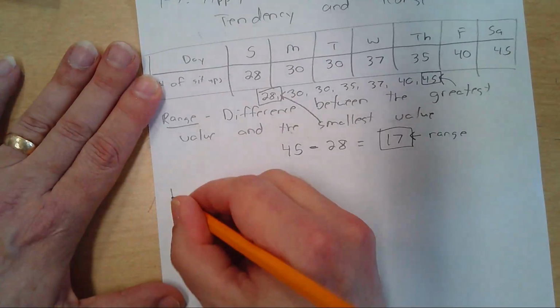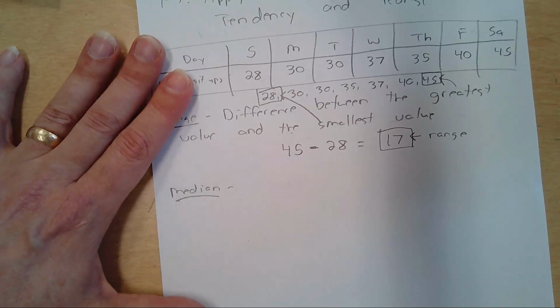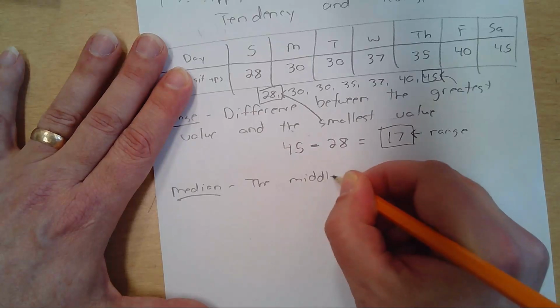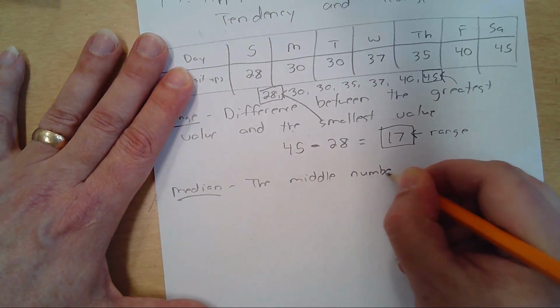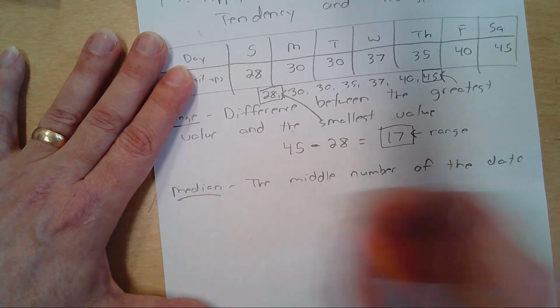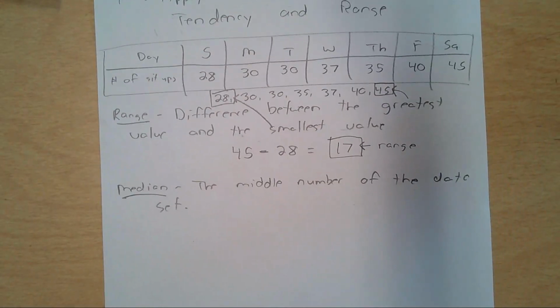The median. The median is the middle number of the data set. And again, I'm going to go through this a little bit here so you're clear on that, but all it is the middle number. And once again, if you arrange everything in order from least to greatest, it's easy to find.